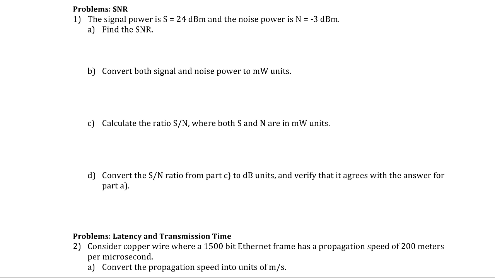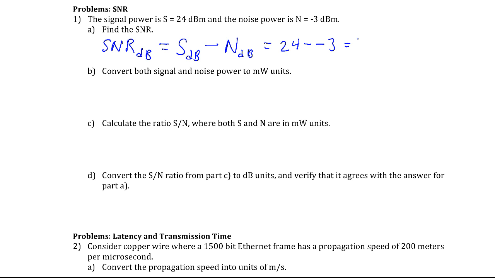Okay, so the signal-to-noise ratio is in decibel units. The signal power in dB units minus the noise power in dB units. And if we plug into this equation, then we get 24 minus -3, or 27 dB of signal-to-noise ratio.